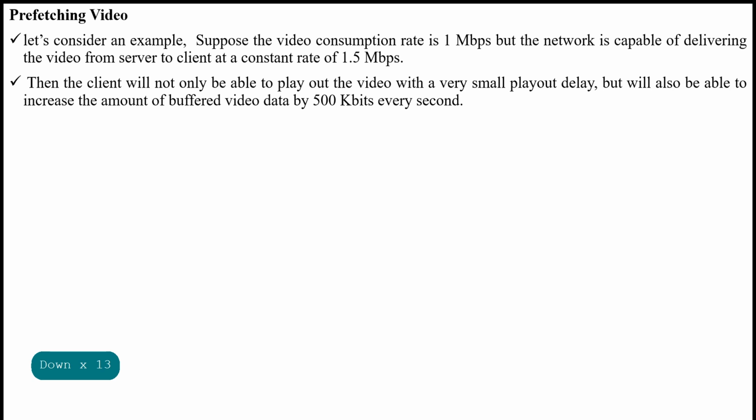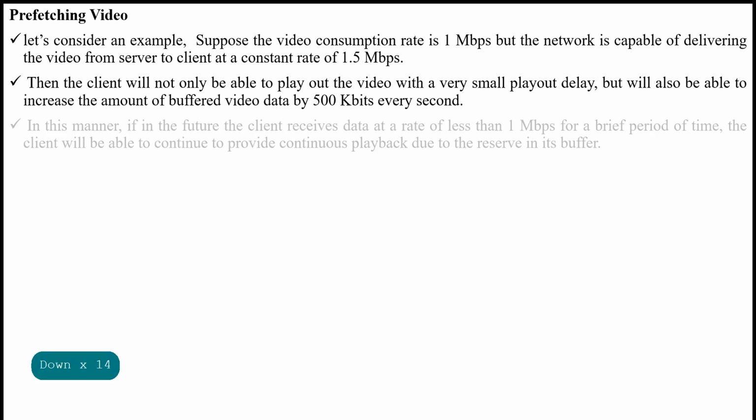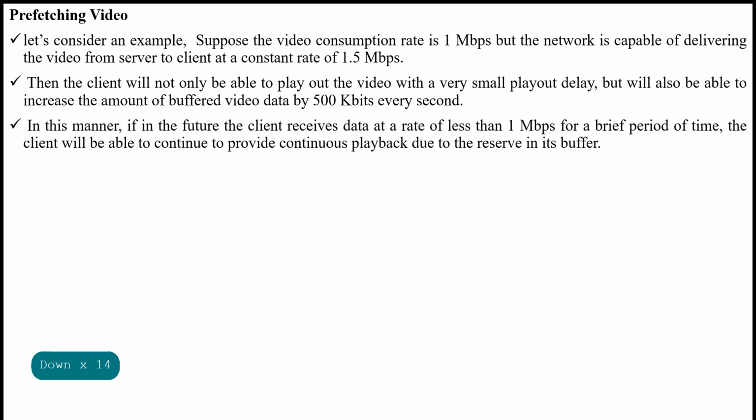Then the client will not only be able to play out the video with a very small playout delay, but will also be able to increase the amount of buffered video data by 500 kilobits every second. In this manner, if in the future the client receives data at a rate of less than 1 Mbps for a brief period of time, the client will be able to continue to provide continuous playback due to the reserve in its buffer.